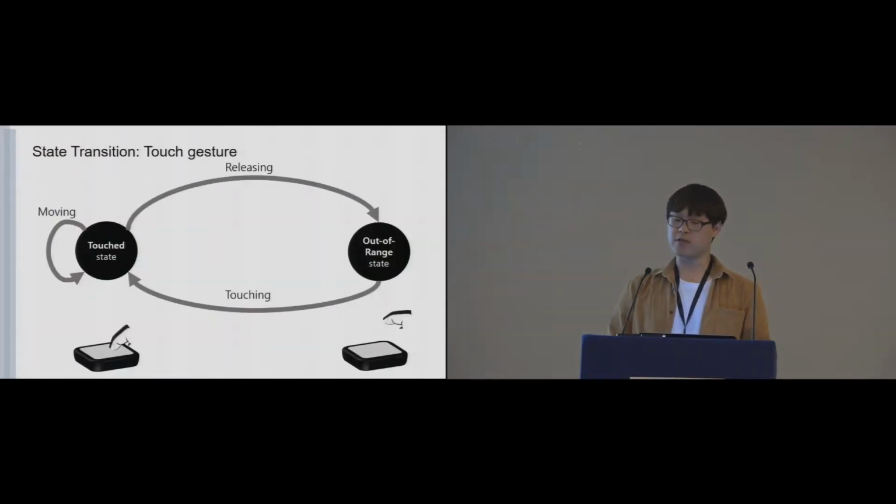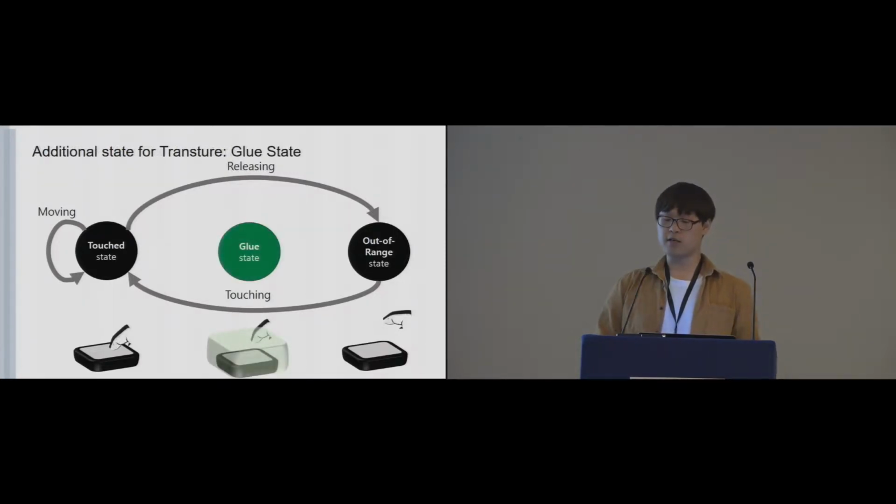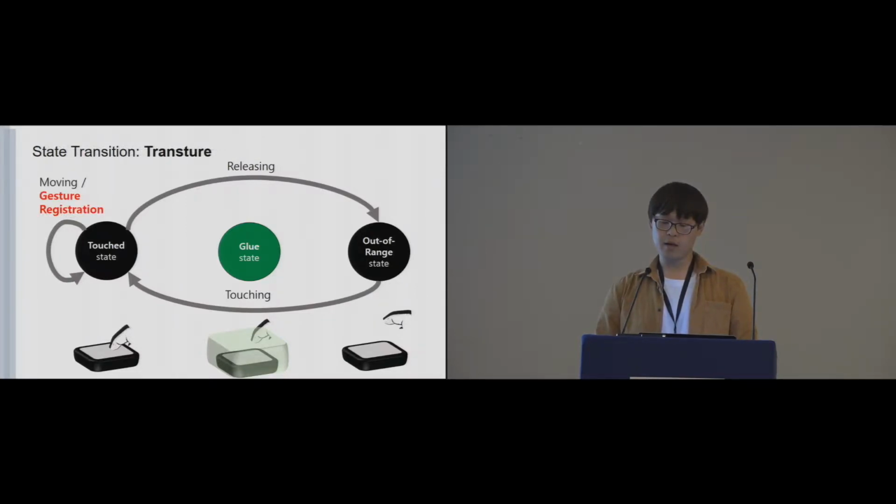Before explaining the transfer itself, now I review the touch gesture interaction. When users interact with the touch screen utilizing touch gestures, they face two states, touched state and out of range state. Then to design transfer, we introduced one more state into the state transition diagram. It is named glue state. Glue state is a state gluing the touched state and the out of range state. The role of the glue state is to make a gesture able to continue in the air from the touch screen.